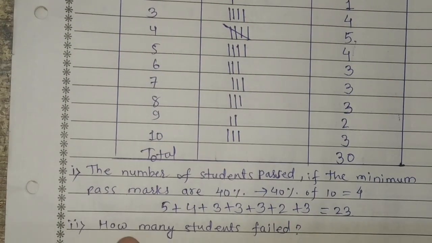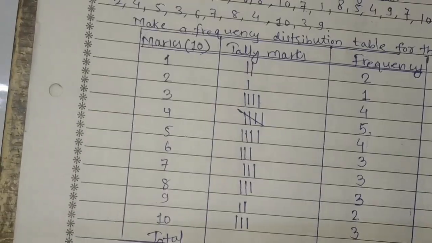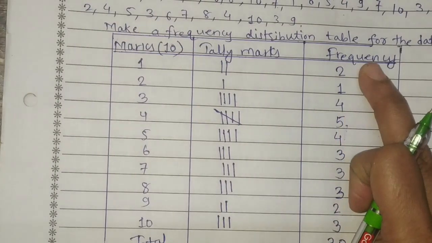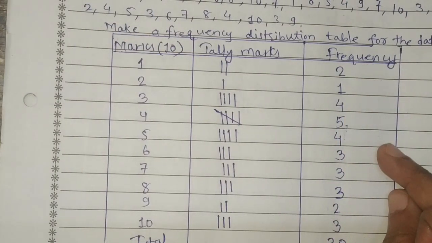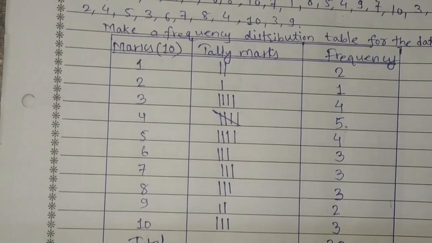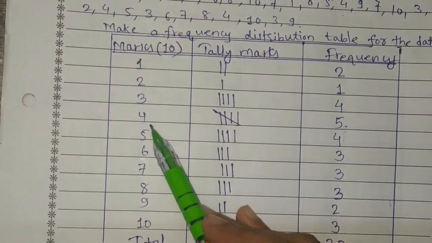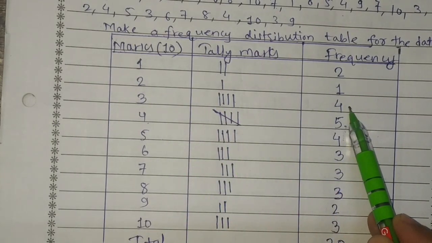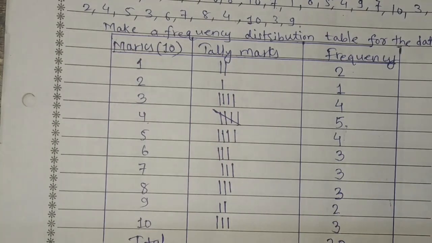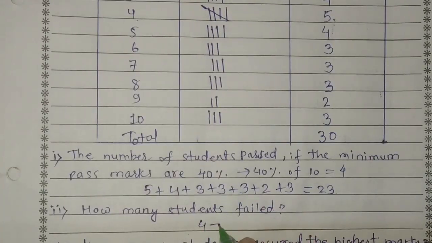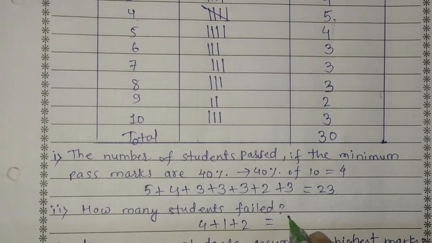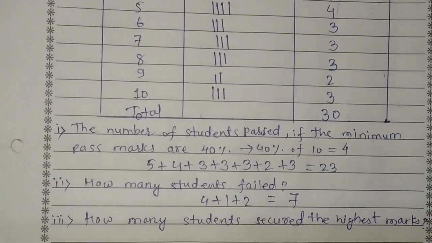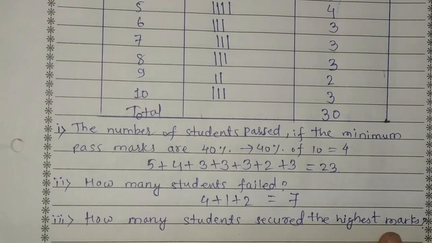We want to find out how many students failed. If 4 is a passing mark, then less than 4 will be the failures. So less than 4 marks, here it is 4 marks and less than 4 means we have to sum up these. So 4, 1 and 2. So we have to add 4 plus 1 plus 2. So we'll get 7. So 7 students failed.